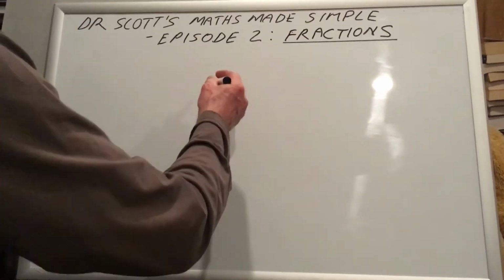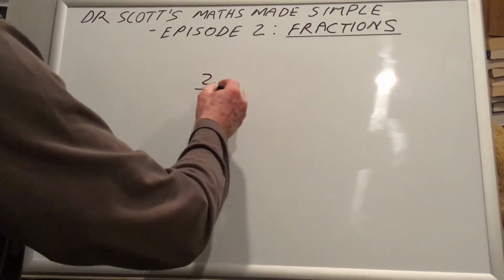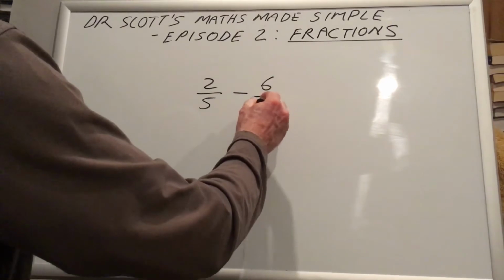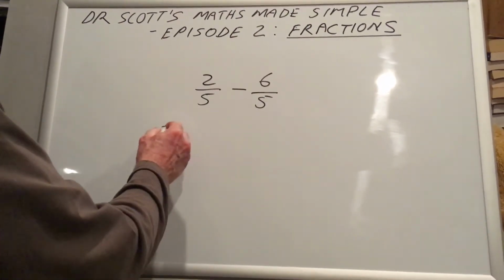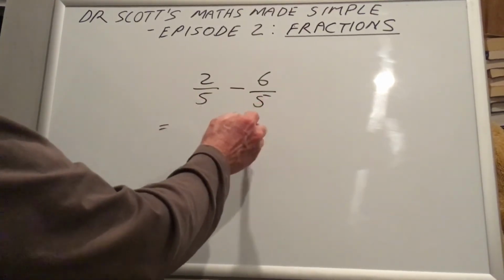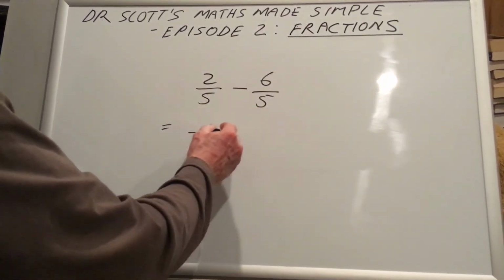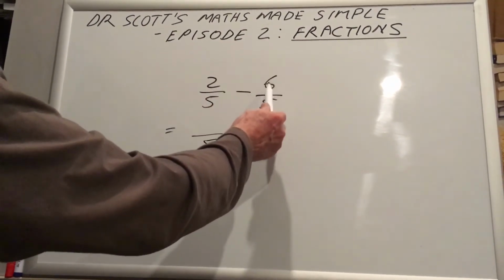They might say 2 divided by 5 minus 6 divided by 5. What does that equal? Well, they're both on 5, so we have the common denominator of 5, so that's okay. So we have 5 on the bottom, 2 minus 6.